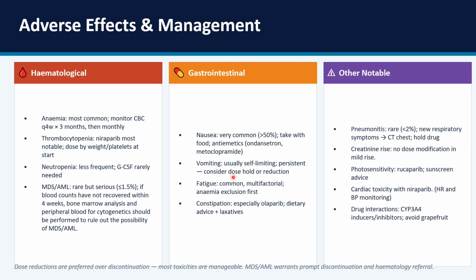Regarding toxicity, PARP inhibitors have hematological toxicities, GI toxicities, and others. In hematological toxicity, for anemia we monitor CBC 4 weekly for the first 3 months and then monthly. Thrombocytopenia, neutropenia, and one thing is very important, that MDS and AML is rare but it occurs, and if blood counts have not recovered within 4 weeks, then we should offer bone marrow analysis and prefer blood for cytogenetics to rule out the possibility of MDS and AML.